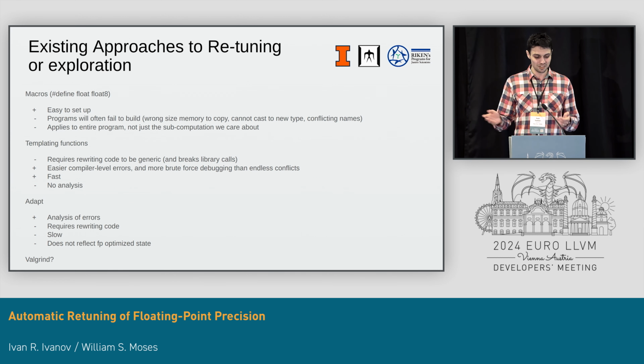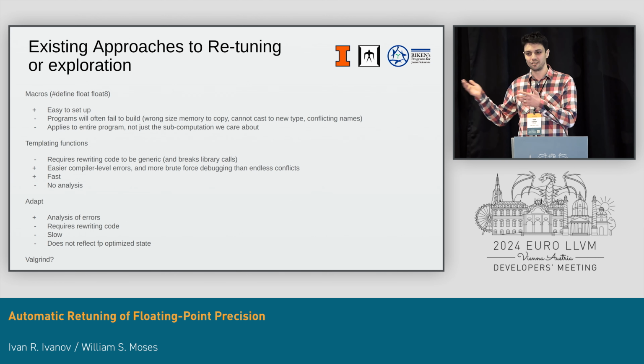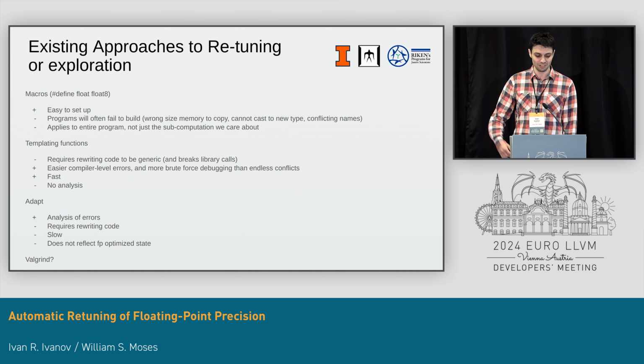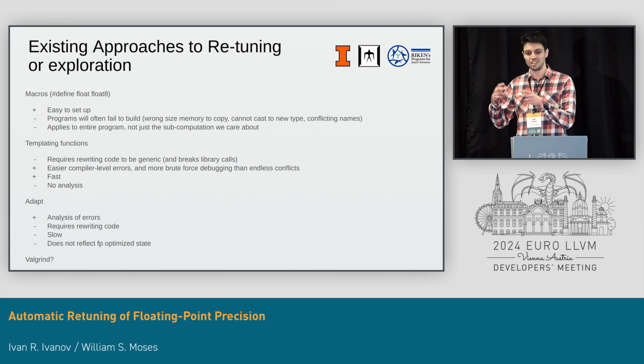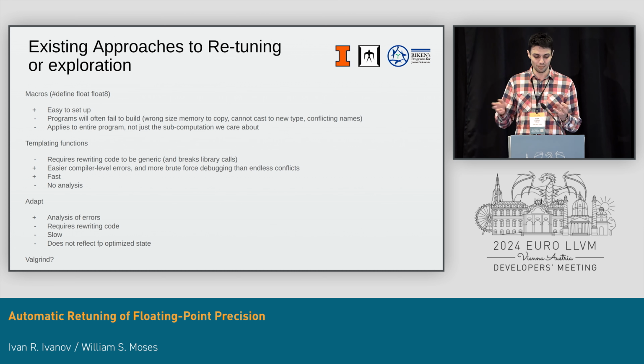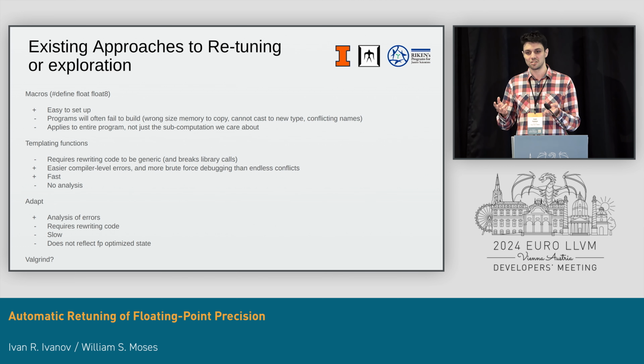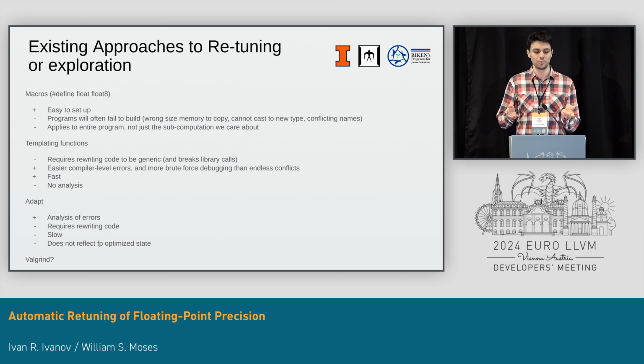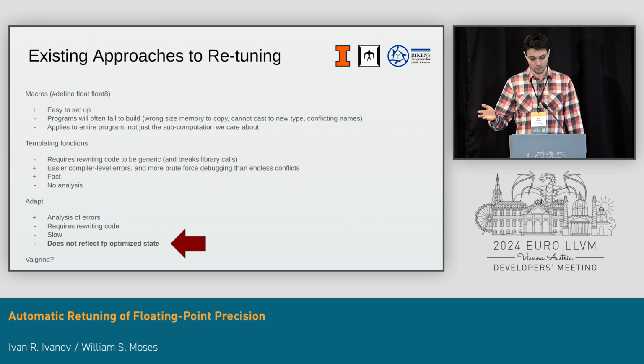So for existing approaches to explore the various possibilities that you have, you can define macros and change your float type, or you can template your functions, or you can change the floating point types to MPFR, which is a library which allows you to do arbitrary precision computation. But all of those have some disadvantages, and I'd like to focus on one specific one.